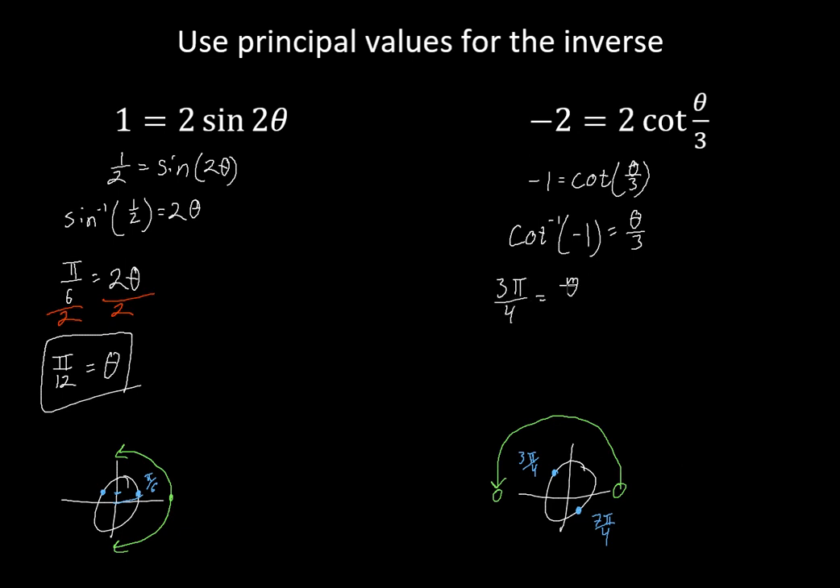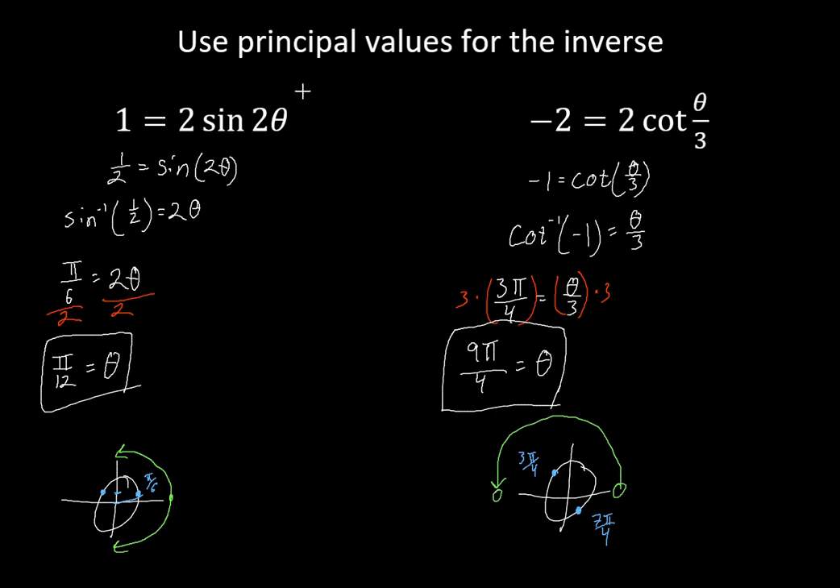So we can go ahead and say that 3 pi over 4 is equal to theta over 3. Multiplying both sides by 3, we get 9 pi over 4. Excuse me, that is a very nasty pi. 9 pi over 4 equals theta, and that is our final answer.